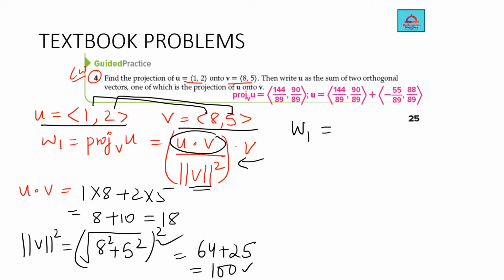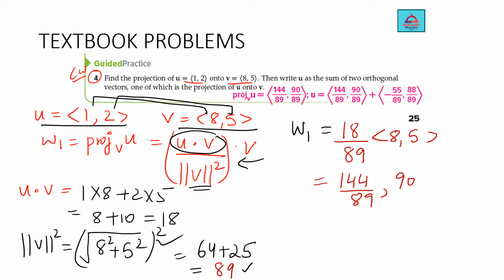So w1 is, oh, we have done a wrong calculation here. Let's correct it. 64 plus 25 is going to give you 89. Okay, now w1 is u dot v, which is 18 over 89, times v, which is (8, 5). Let's simplify it a little bit to do the multiplication. So this comes out to be (144/89, 90/89). So you are correct. That's the projection. So w1, which is the projection of u onto v, is done.